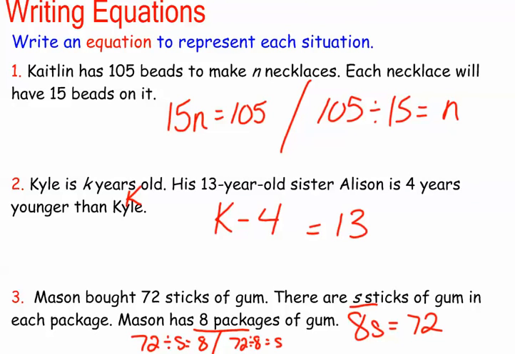All right, check your answers there. Do you notice on this problem here, it says Kyle is K years old. So when I have my problem and I have my Kyle here, I'd go ahead and scratch that off and put my variable there because it just makes it easier. So I can say Allison is 4 years younger than K. So 4 years younger than K. It just makes it easier to write out the equation.